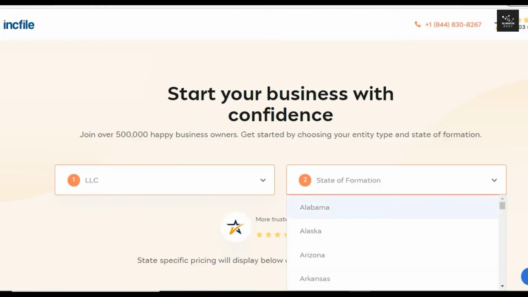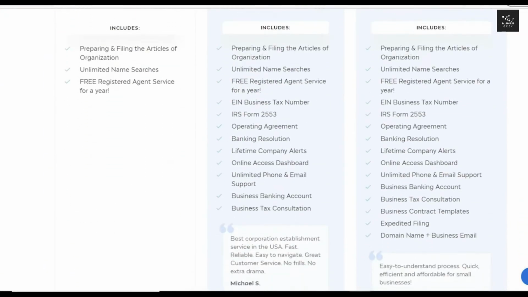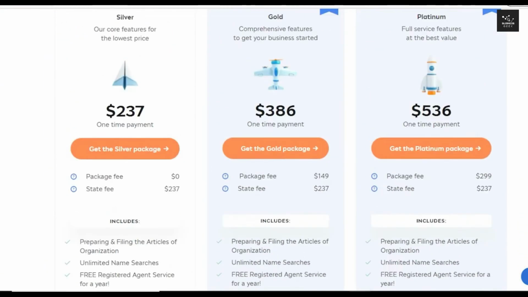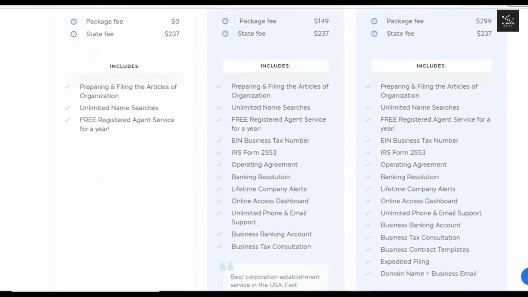Incfile is one of a kind, as it offers a free package with services such as preparing and filing your articles of organization. Well, you still have to pay $237 for the state fees, which you would have to do anyway if you chose the DIY option. But looking at the bigger picture, all other companies will still charge their service fee on top of state filing fees. Incfile does not collect this fee.